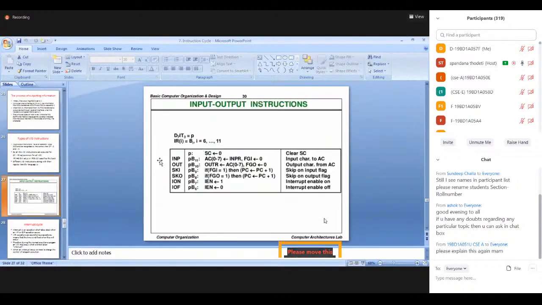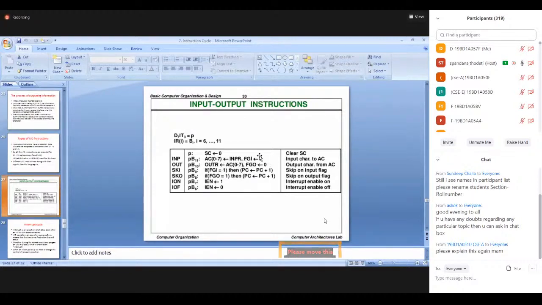Now these are the different IO instructions, right? INP, input the character to the accumulator. That means move the characters from INPR to the accumulator. As the size of accumulator is 16, but the size of INPR is 8-bit, these 8 bits should be moved into lower 8 bits of your accumulator. That is, bits 0 to 7 of the accumulator are to be replaced with INPR.